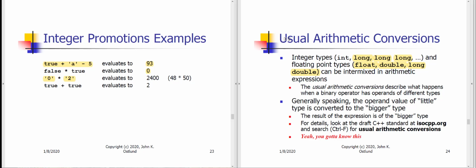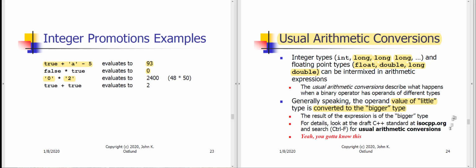the so-called usual arithmetic conversions are brought into play, basically converting the value of the little data type into the bigger data type. All right, so if you add an int and a double, the int is converted to double first, and the result is double. If you multiply a char by a long, the char is first promoted to int because you're doing arithmetic operations on a char. Then the int is multiplied by a long, the int is converted to long, and the result is long.